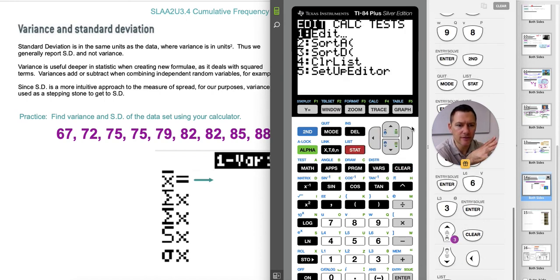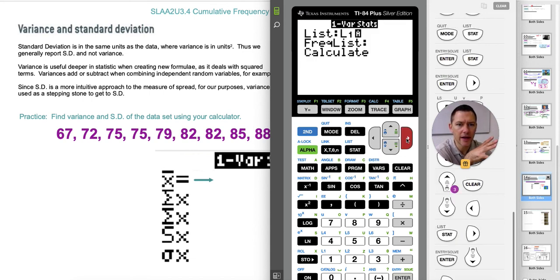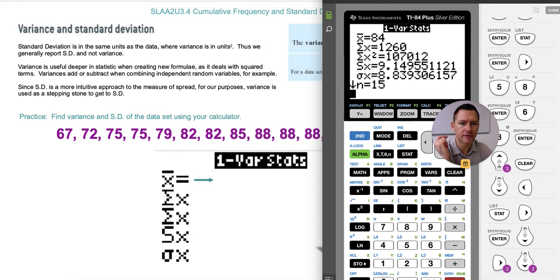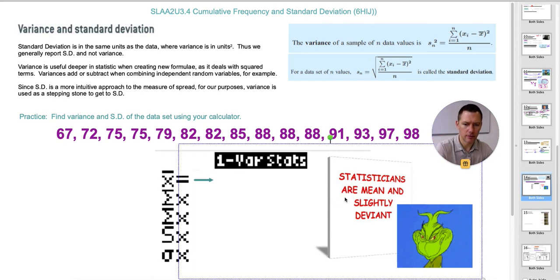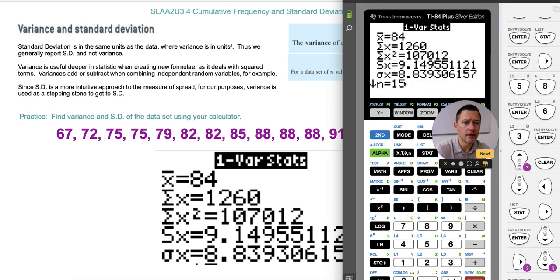Then go into stats. We want it to calc something for us, a one variable statistic. All my stats are in list 1. I have no frequency list. I'll show you on a different video what that means. If you have a lot of 67s and a lot of 72s, you can just put in 67, 72, 75, and then in list 2 say how many you have. I'll show you on another video so this doesn't go too long. Calculate, and that's what I got. Let's see if that links up with this piece. So I got 84, and the standard deviation is 8.8, and that looks about right.